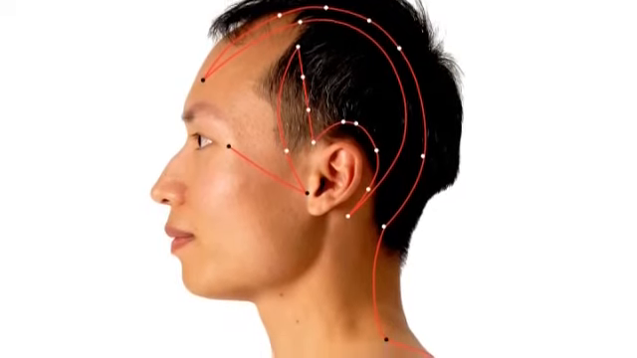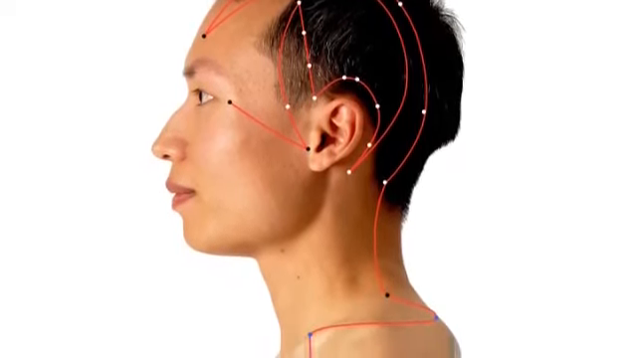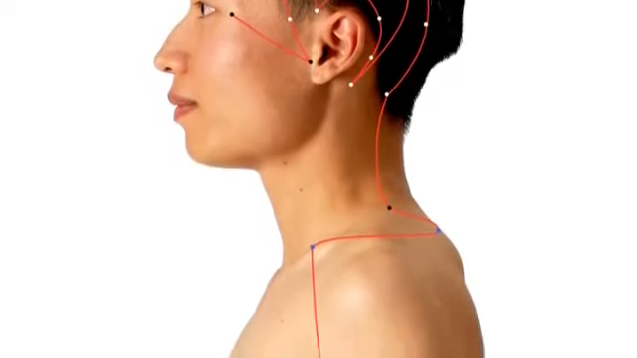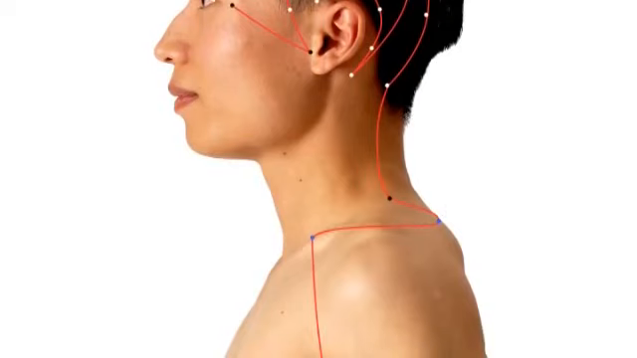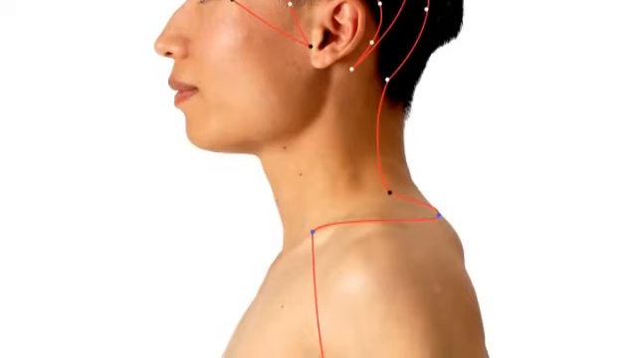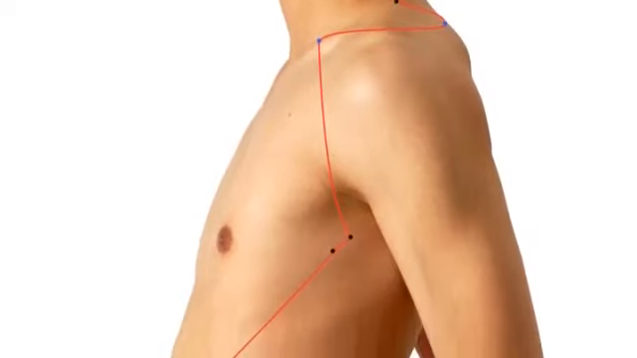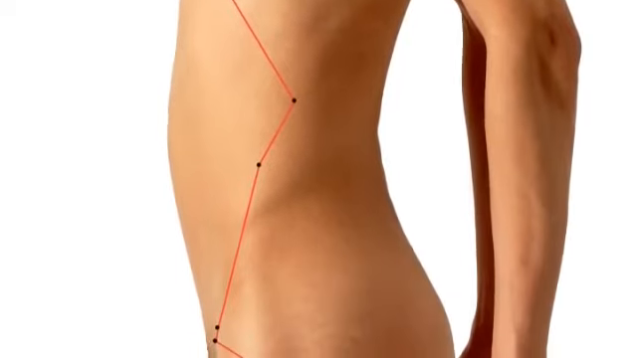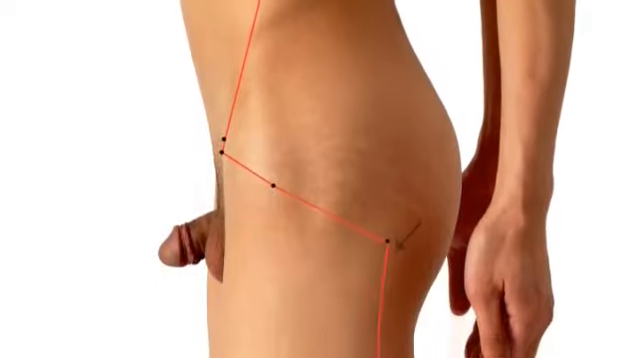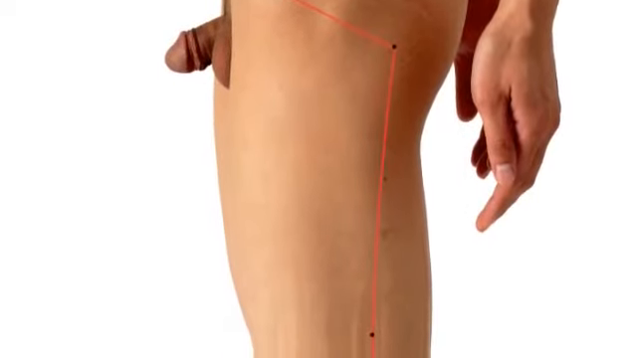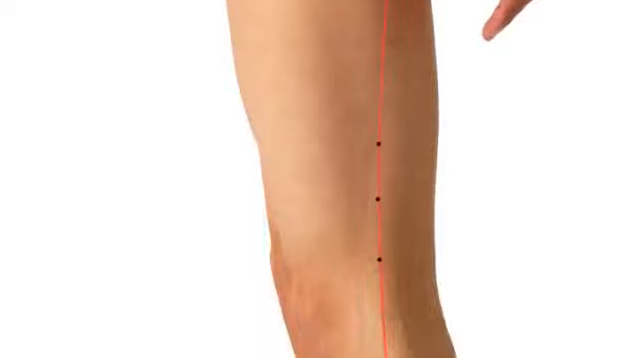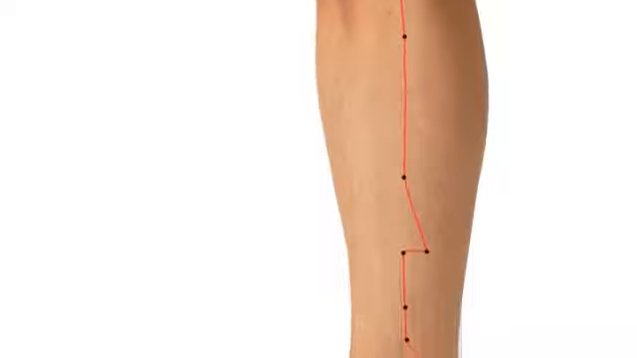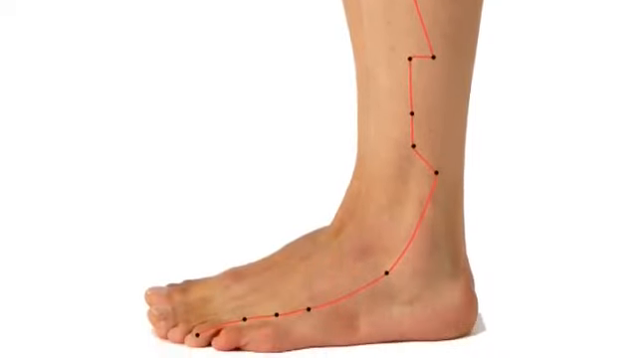From gallbladder 21, on the apex of the trapezius, the channel moves posteriorly, connecting with Du 14, and then anteriorly to the supraclavicular fossa. It zigzags down the side of the torso, passing towards the genitals. The channel passes through the hip joint and moves onto the buttocks at gallbladder 30. From here, the channel descends the lateral aspect of the leg, passing anterior and inferior to the lateral malleolus, terminating at the lateral nail point of the fourth toe.